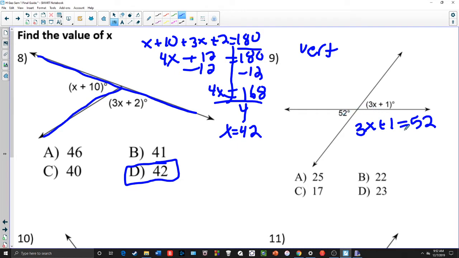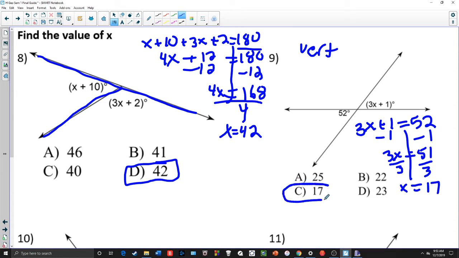In this case, we're going to solve this, again, using algebra. Once again, top angle and bottom angle are equal to each other. So minus 1, we get 3x equals 51. Divide by 3, we get x is equal to 17, which is right here. So vertical angles are equal to each other, while linear pairs are equal to 180, which is where I get over here. So X shape is equal to each other, Y shape is equal to 180.